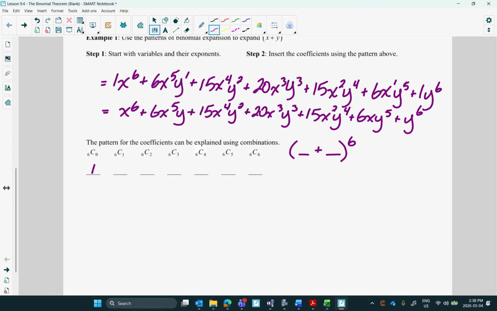Matches this. 6 choose 1. There's 6 ways to choose that. 6 choose 2. There's 15 ways to choose that. 6 choose 3. There's 20 ways. 6 choose 2 is the same as 6 choose 4 because 4 plus 2 is 6. So their coefficients are identical. So are these ones. So are these ones.